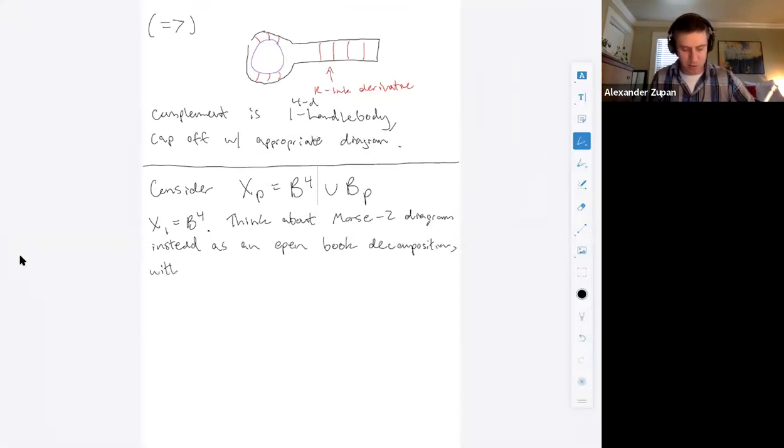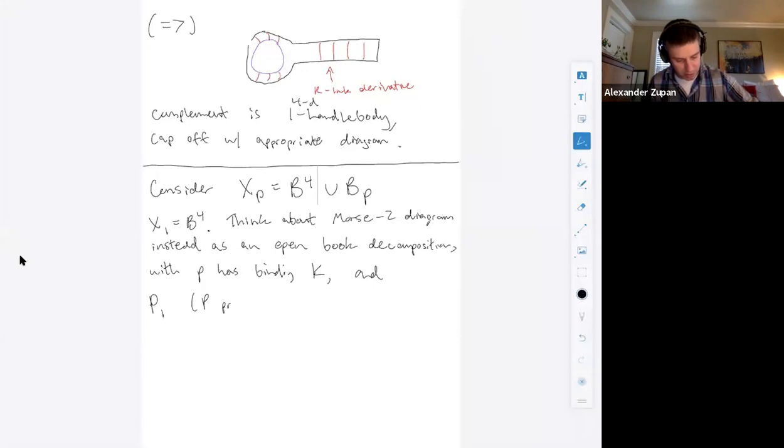With sort of a relative open book decomposition. And so we have that P has binding K. So I have an open book decomposition of S3 with binding my knot. And then there's another function, let's call it P1. P1 is the projection to the X1 factor. So this is P projected to S1.